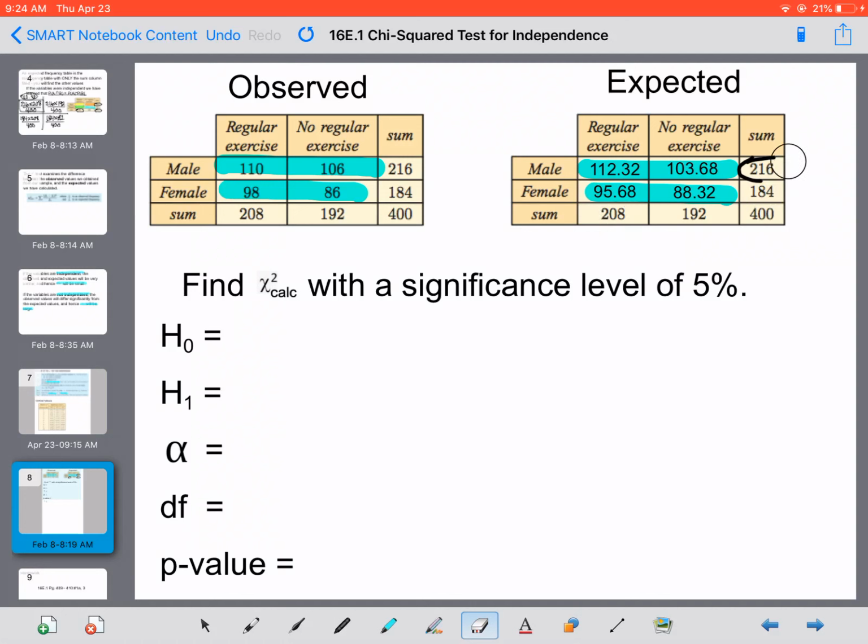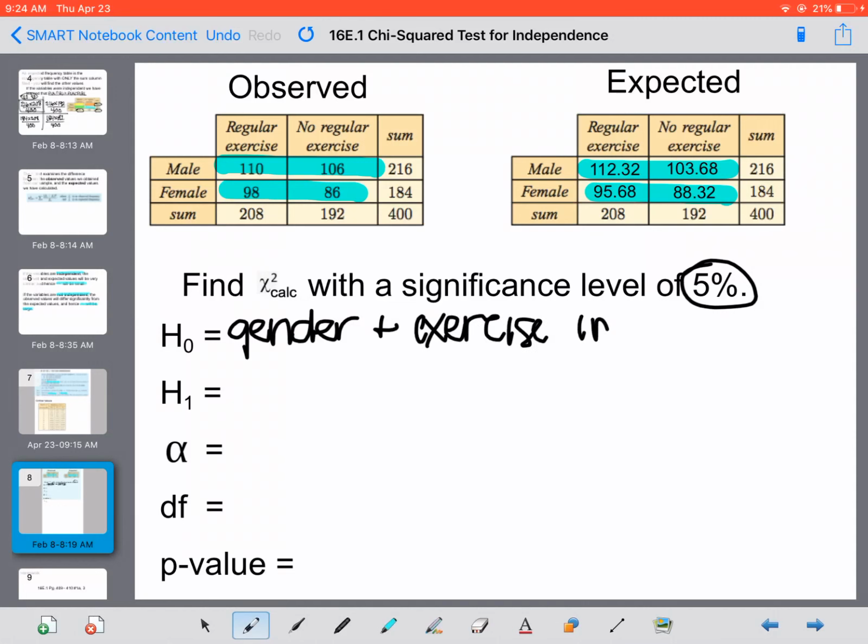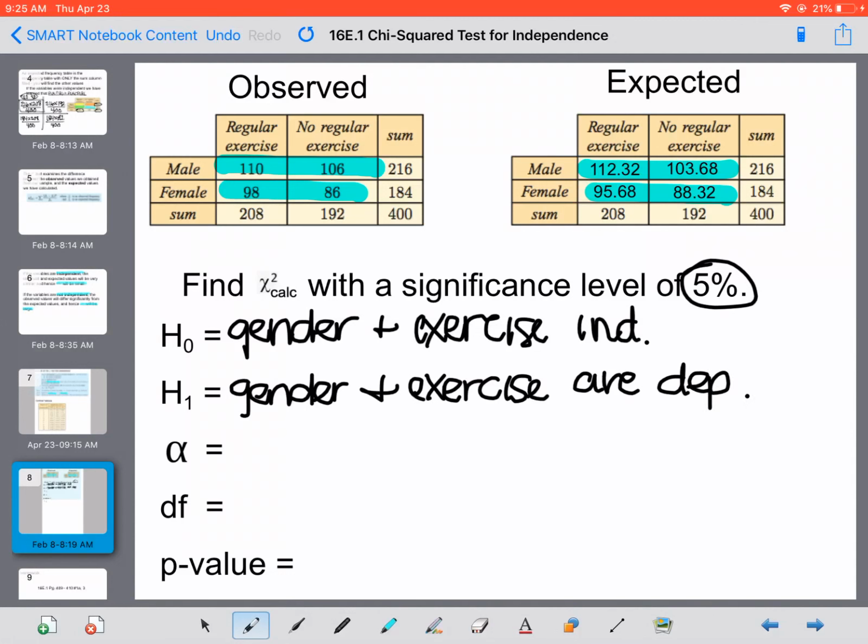Okay, so now it says find chi-squared calc with a significance level of 5%. Okay, so our H sub 0, well, we're comparing gender versus exercise. So H sub 0, remember, is always that they are independent. So gender and exercise are independent, and H sub 1 would be that gender and exercise are dependent. Our alpha, well, our significance level is 5%, so it's 0.05.